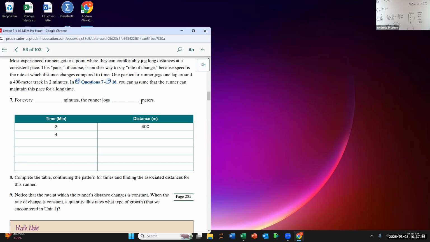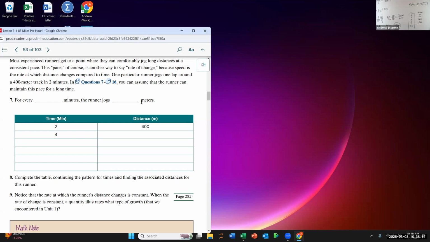If I give you something really screwy here and say 18.37, what do I do? They run for 18.37 minutes. Put 18.37 in here, multiply that by 200, and we're done.